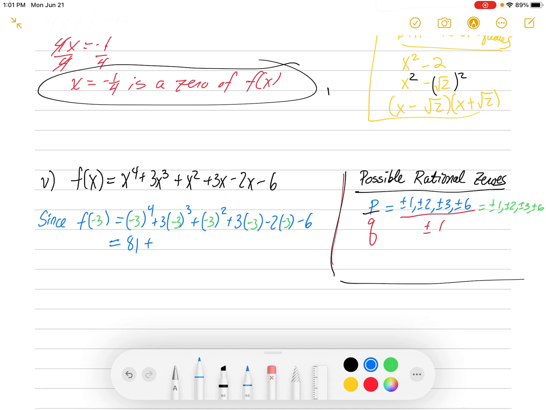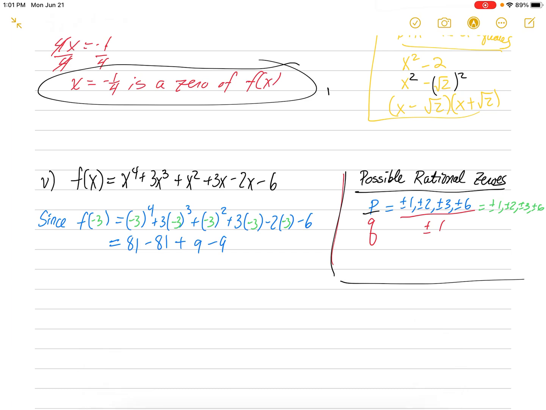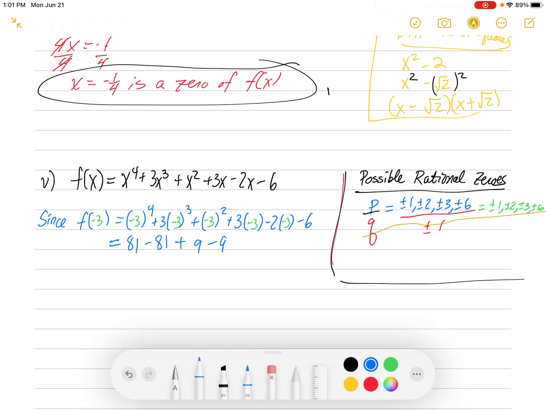And let's do it. -3 to the 4th power is 81. -3 to the 3rd power is -27. -27 times 3 is -81. -3 squared is 9. 3 times -3 is -9. We're going to have negatives. -2 times -3 is +6, and then we have a -6. So basically what happens is this cancels, and these cancel, and you end up with a 0. Yeah, that's a really interesting thing there, how that works out.